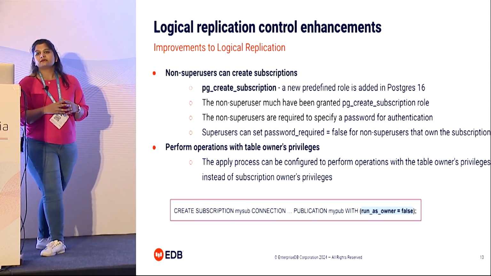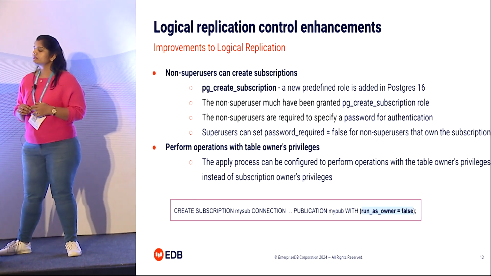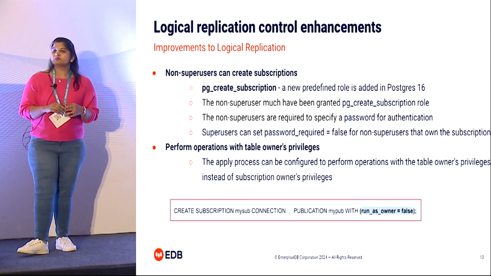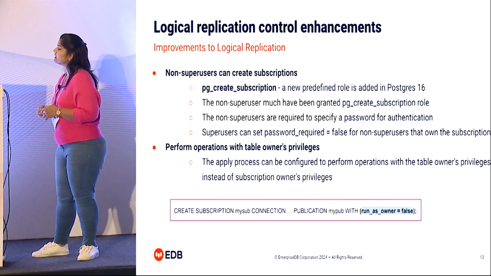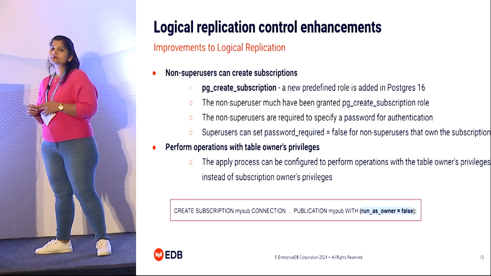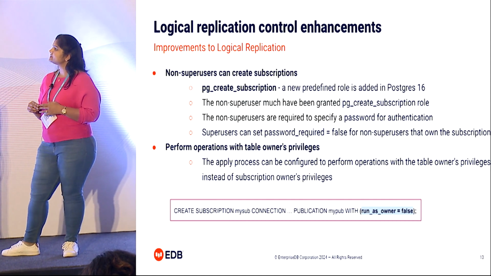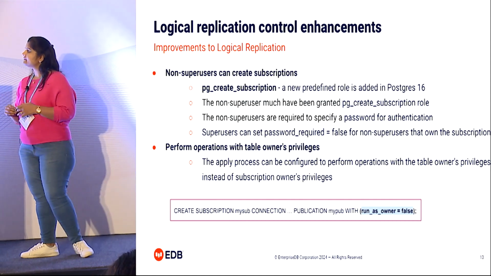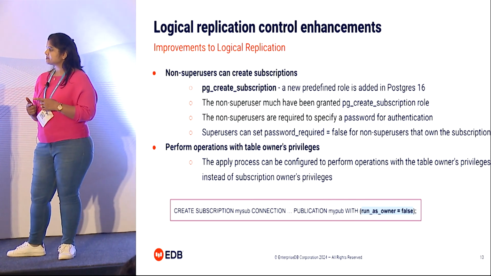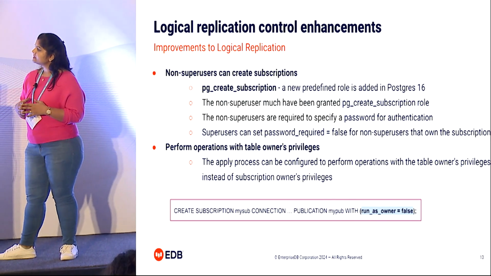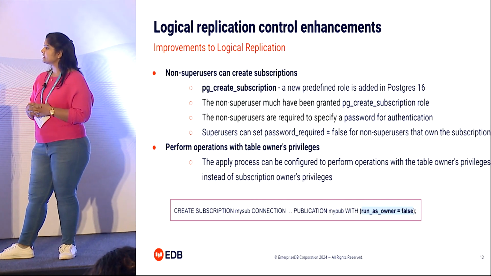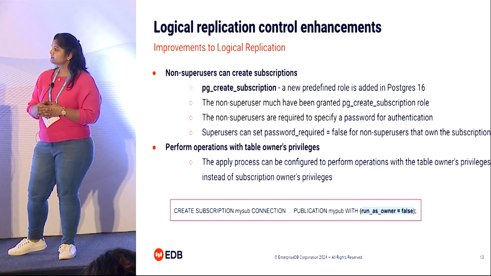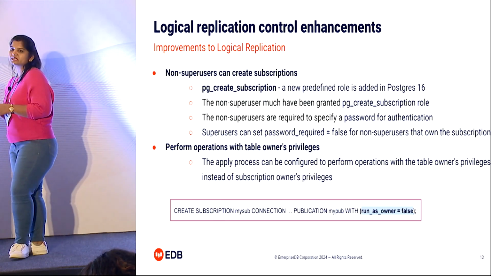The next improvement in logical replication comes from access control enhancements. Non-super users can create subscriptions. To do that, we have a new predefined role in Postgres 16, that is pg_create_subscription. When a non-super user has been granted this role, they can create subscriptions. The non-super user is required to specify a password for authentication, and super users can set password_required equal to false for those non-super users that own the subscription.